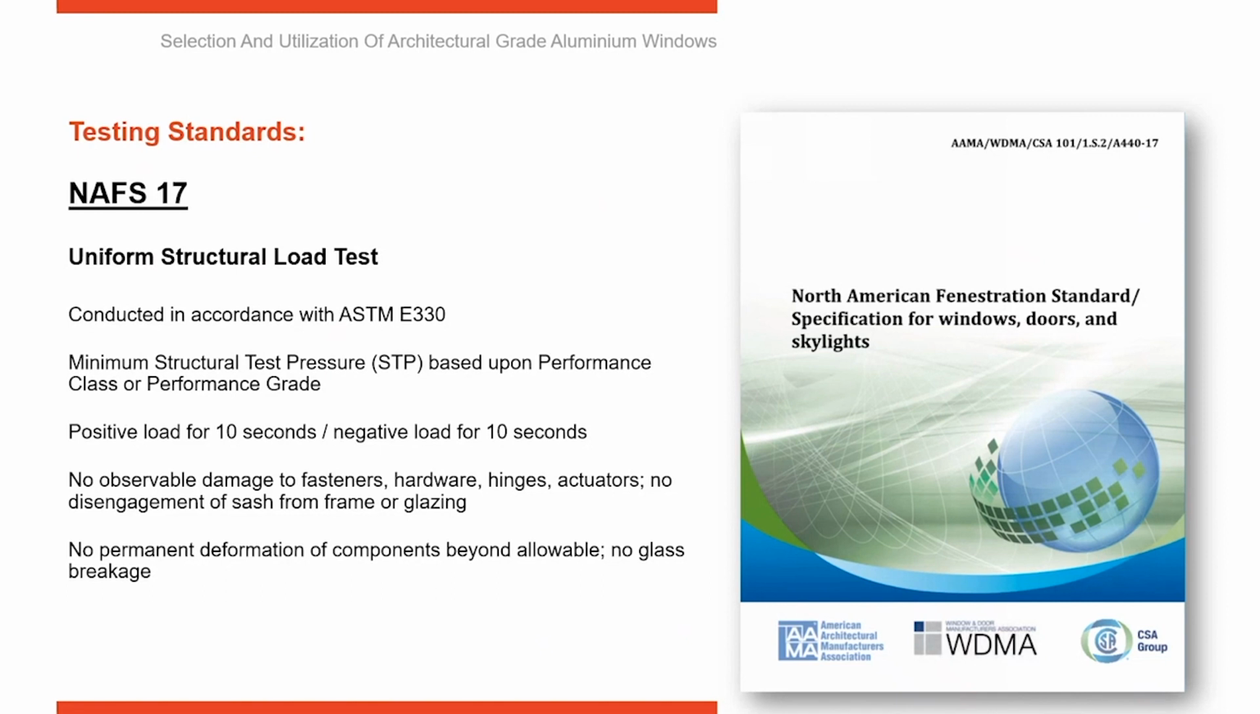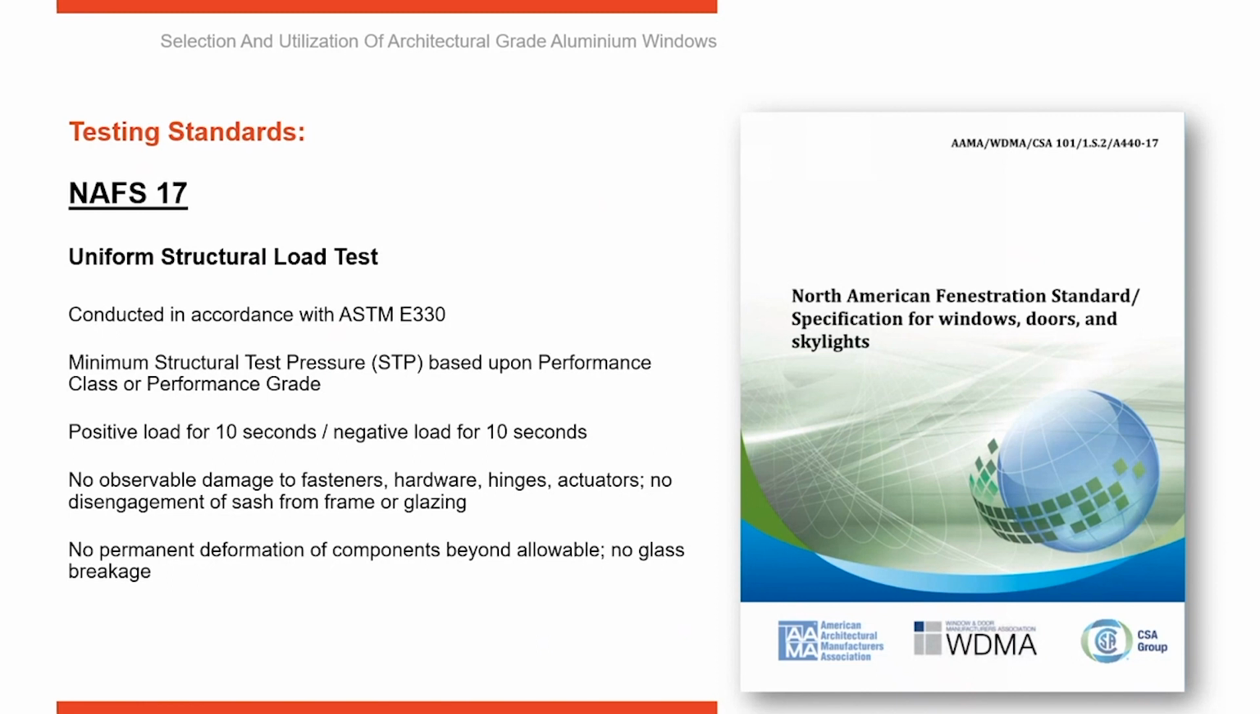But we're taking our structural design pressure, we're applying positive loads for 10 seconds and then negative loads for 10 seconds. So your structural test is again 1.5 times the design pressure of the product. After that structural test, we're going to look at the product, make sure there's no damage to the fasteners, to the hardware, to any of the operating configurations, no deformation of the sash and the frame, the glass is not broken. So we're going to evaluate how the window has held up to that structural test.